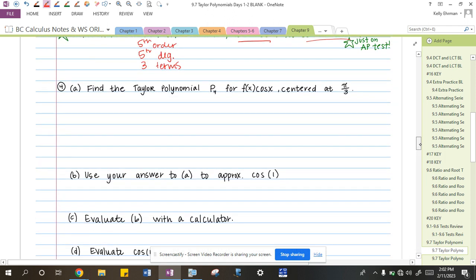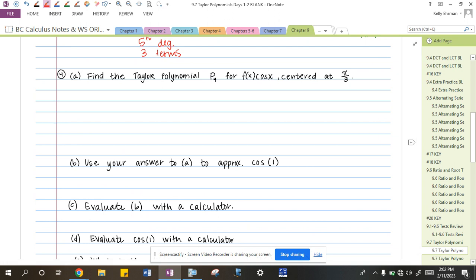All right, last example, my battery might die. We'll see what happens. So this is supposed to be f of x equals cosine of x centered at pi over 3. And we want the fourth derivative. So let's just start coming up with our terms. F of x is cosine x. F of pi over 3: cosine of pi over 3 is 1/2.